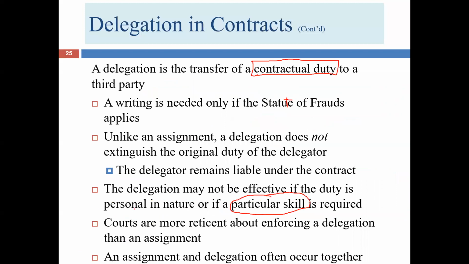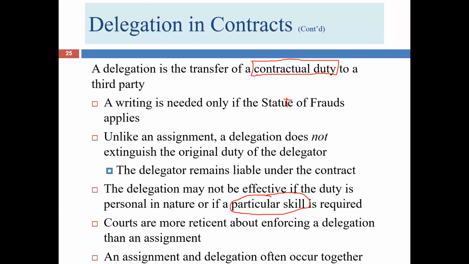Personal in nature thing might be, let's say that I am hiring somebody to be my masseur. Maybe I prefer a person of the same sex, or maybe I prefer someone whom I know fairly well, who I'm going to be more comfortable having touch my body and maybe me being in some state of undress. So I might prefer Sally masseuse to Bob masseur, not meaning anything bad about Bob, but just that's not my comfort level. And so when it's a personal service, that's another situation in which delegation may not be effective.